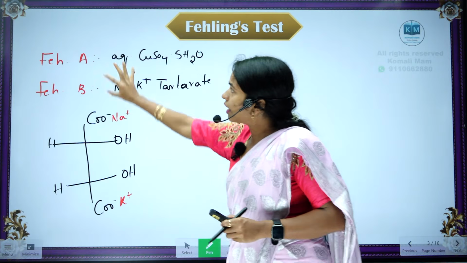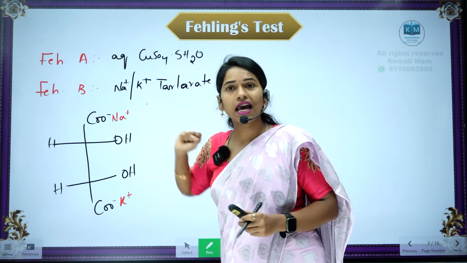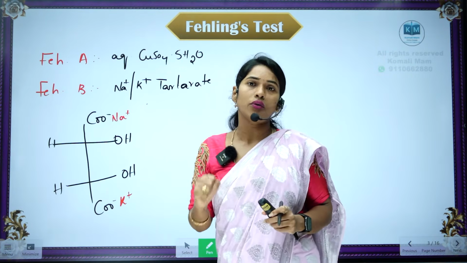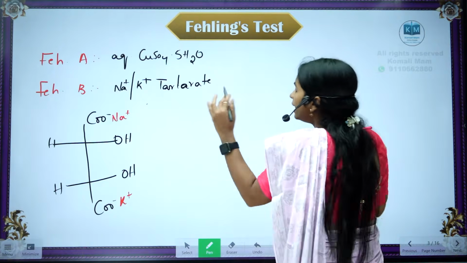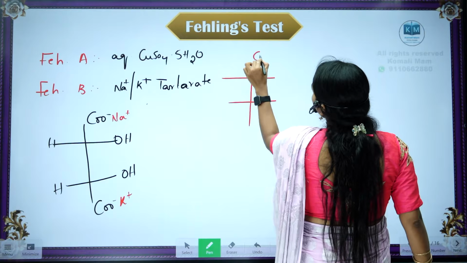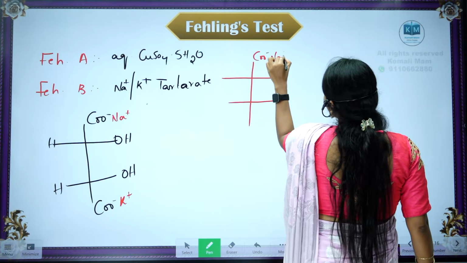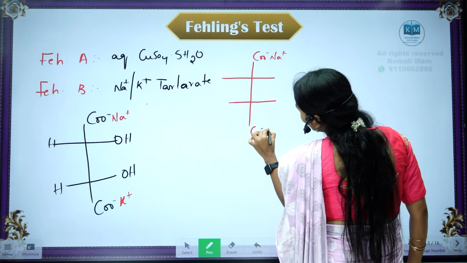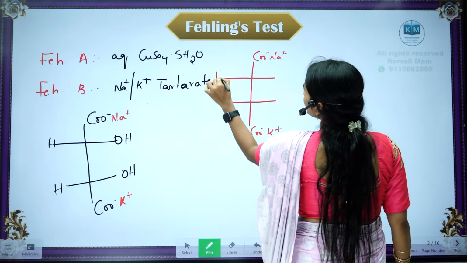Now, you are combining this Fehlings A and Fehlings B. The combination of these two, what will happen? You know, it gives a complex like this. This is COO minus Na plus, COO minus K plus. This is one structure, right?